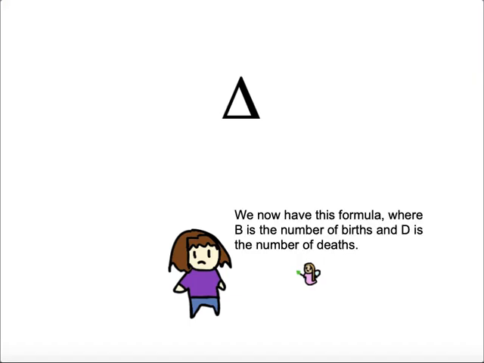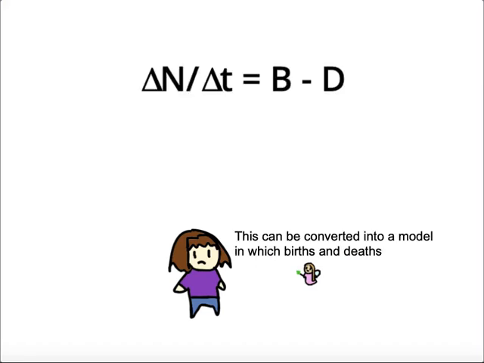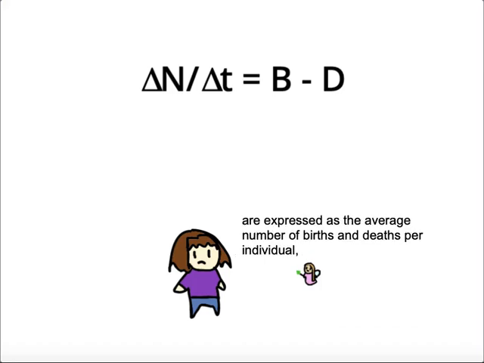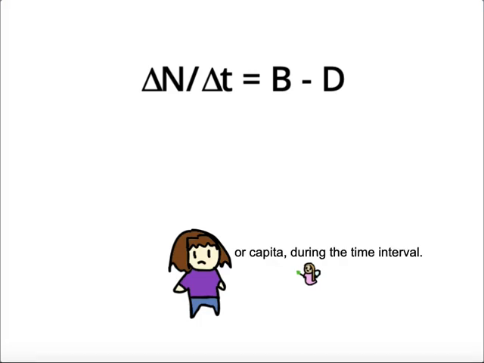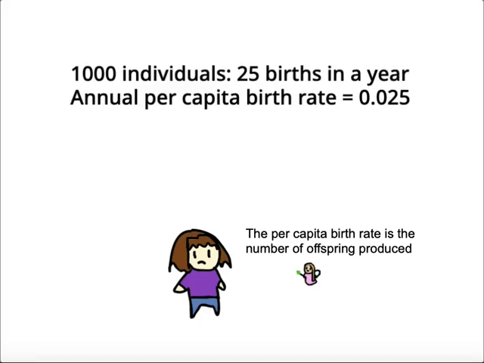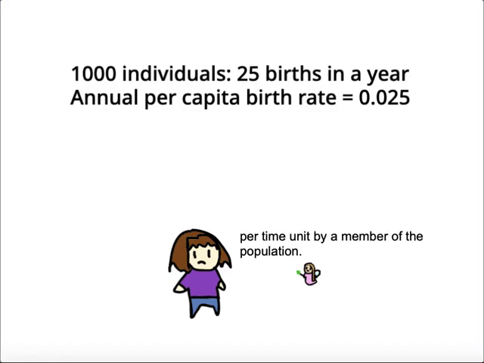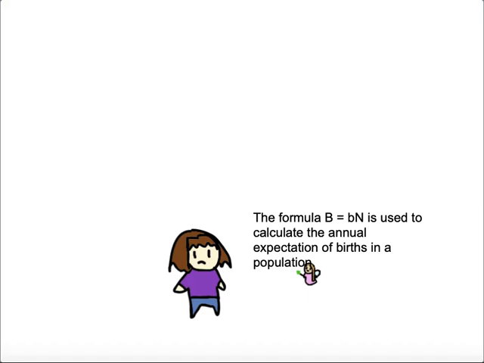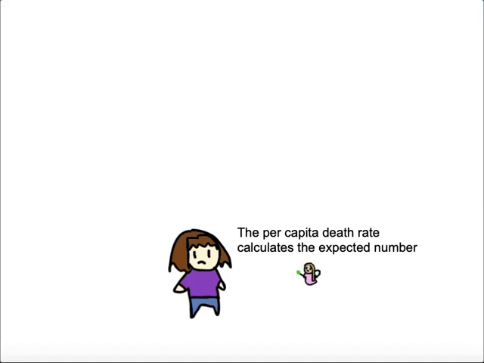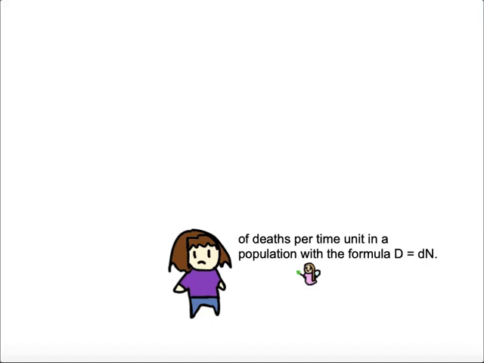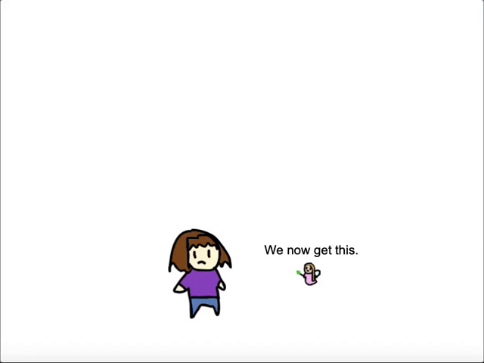We now have this formula, where b is the number of births and d is the number of deaths. This can be converted into a model in which births and deaths are expressed as the average number of births and deaths per individual, or capita, during the time interval. The per capita birth rate is the number of offspring produced per time unit by a member of the population. The formula B equals bN is used to calculate the annual expectation of births in a population. The per capita death rate calculates the expected number of deaths per time unit in a population with the formula D equals dN. We now get this.